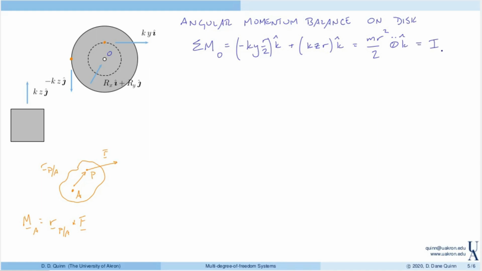Right, so I_O alpha of the disk. Again, the general law of mechanics is I alpha equals the sum of the moments. So here we have our equation for the disk. And now, on the block, we'll apply linear momentum balance.